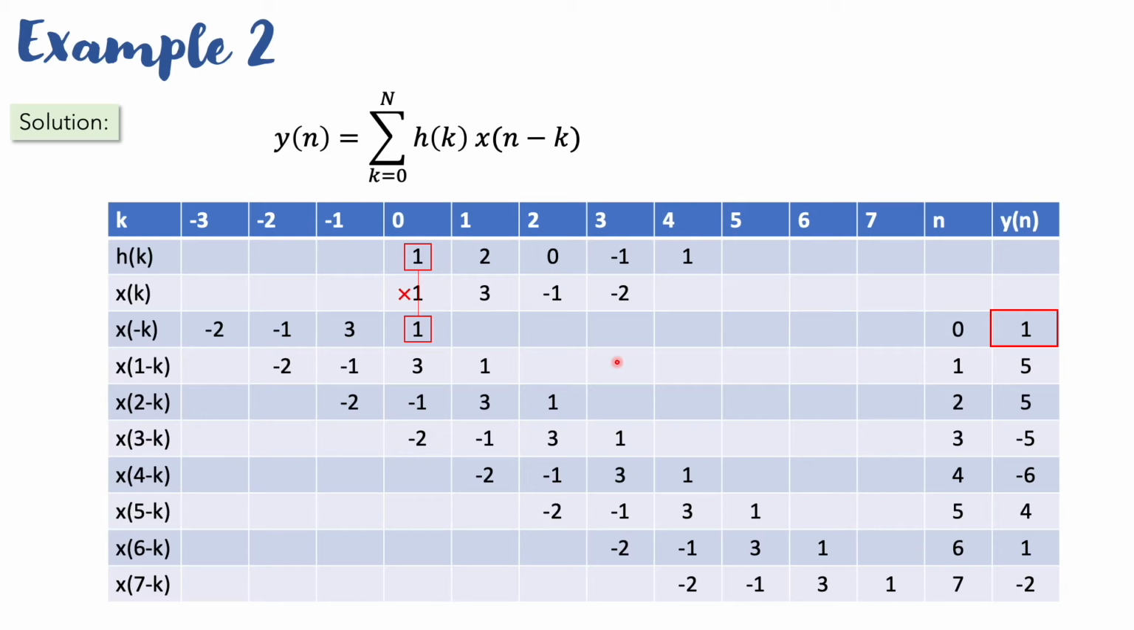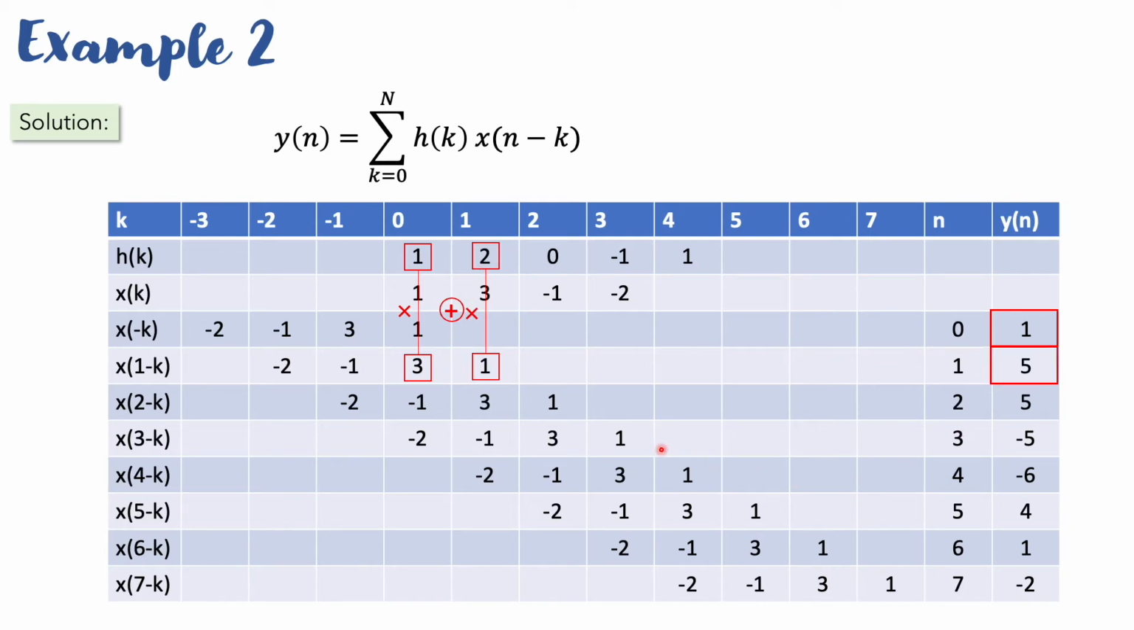Now to calculate the second one, we need to move to the next row and see which samples are overlapping on the same sample positions. So we have two samples overlapping on position 0 and position 1. We will multiply the samples on position number 0. So we get 1 times 3 equals 3, and this one 2 times 1, 2, and then we add them together. So 3 plus 2, we get 5.